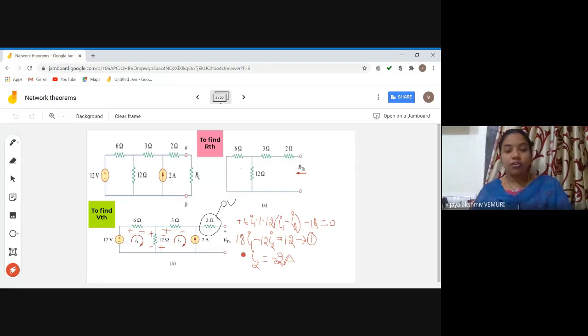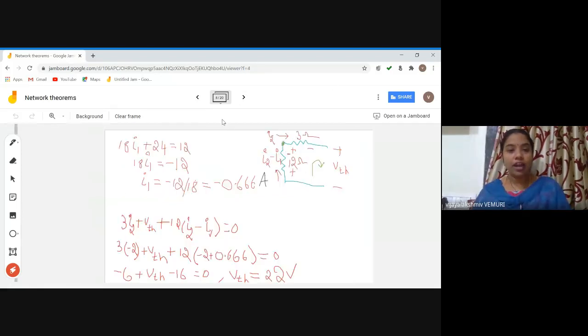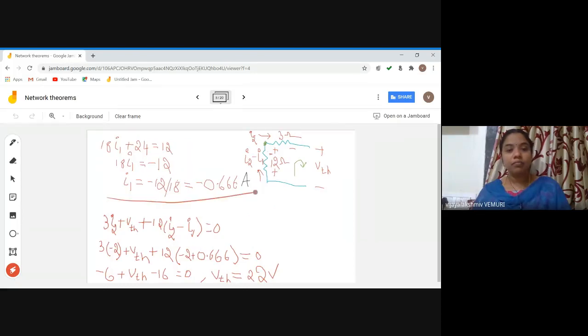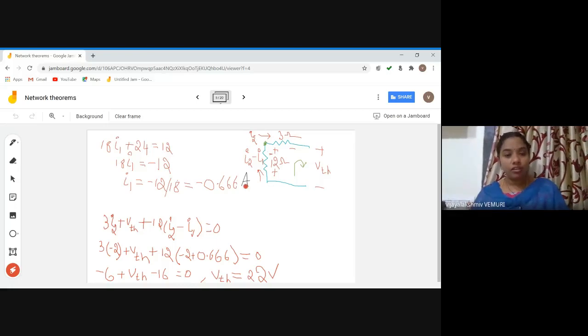Here you substitute the I2 value, and then we can find I1 to be equal to minus 0.666 amps. After finding I1 and I2 values, now coming to finding VTH, I have taken only the 3 ohms as well as 12 ohms resistors here. Through 3 ohms, the current is flowing in this direction, I2. Through 12 ohms, the current is going upwards, which is I2 minus I1.